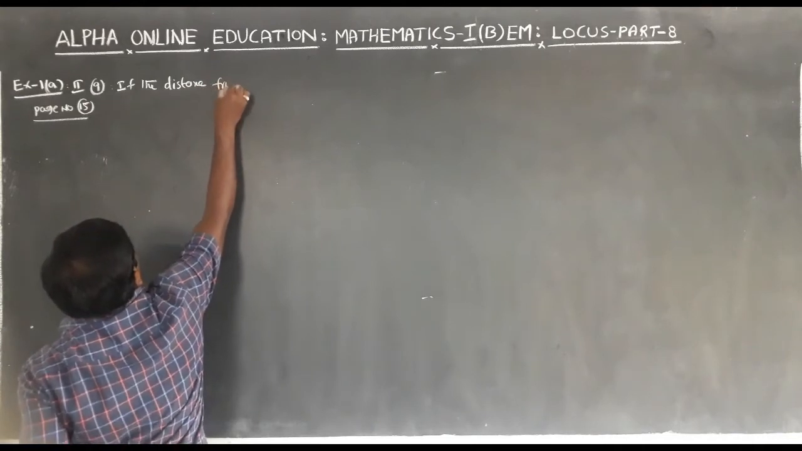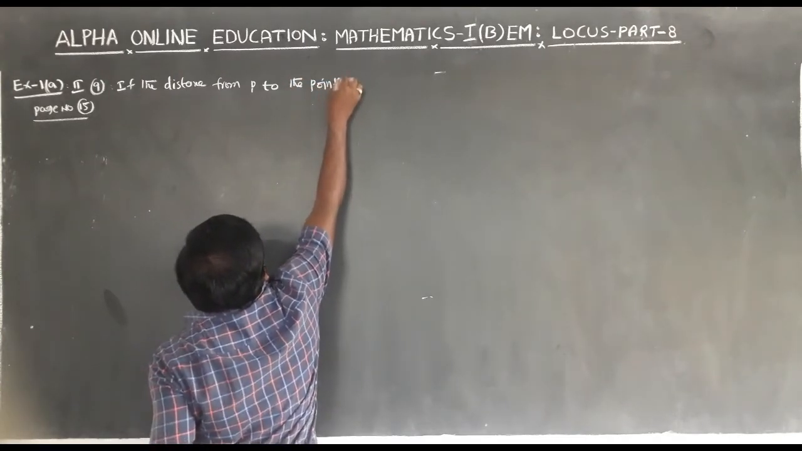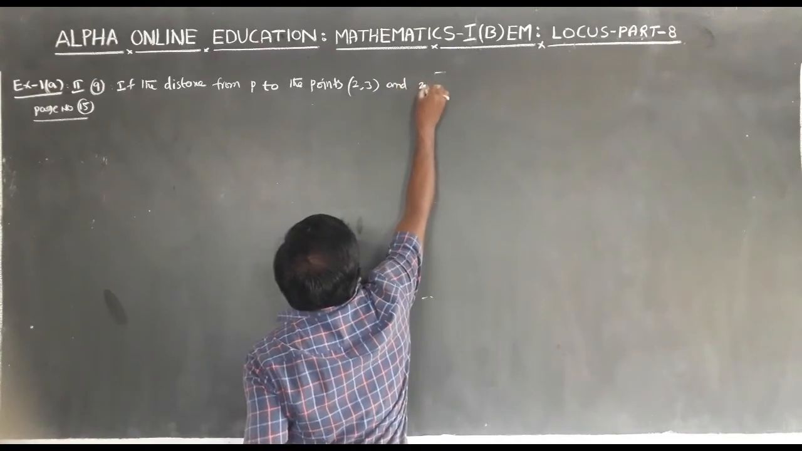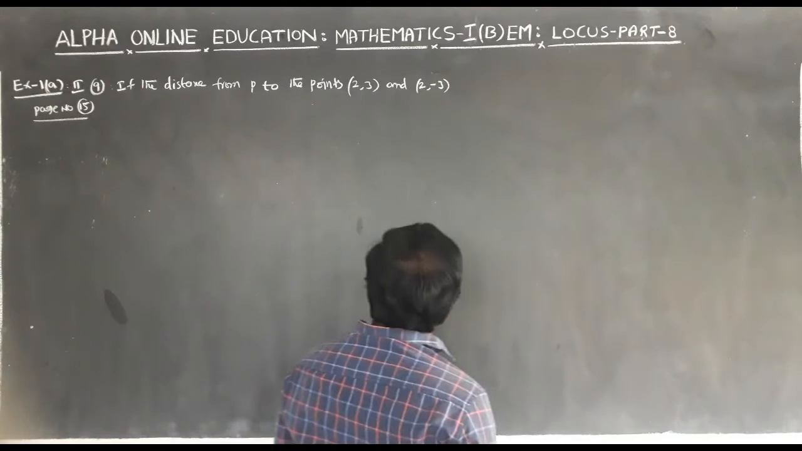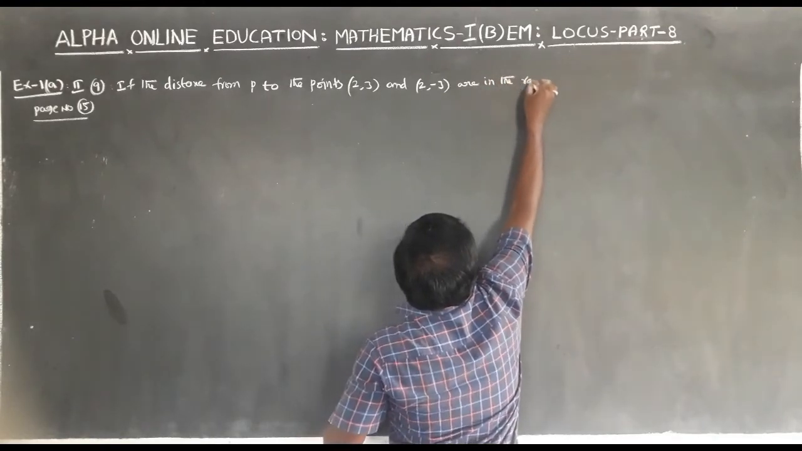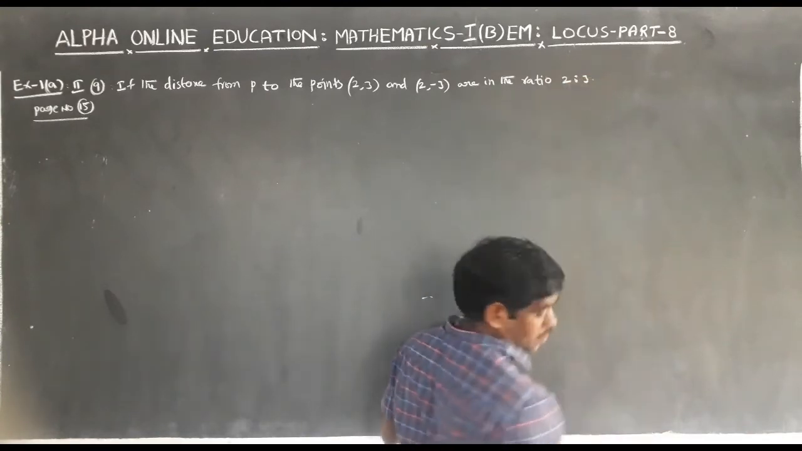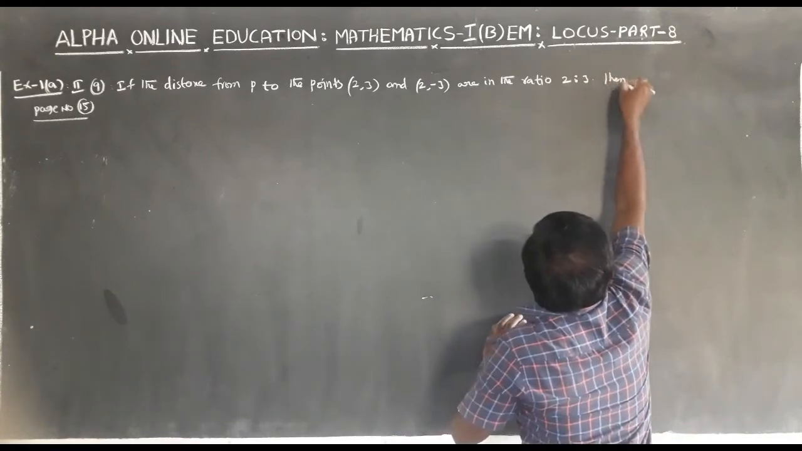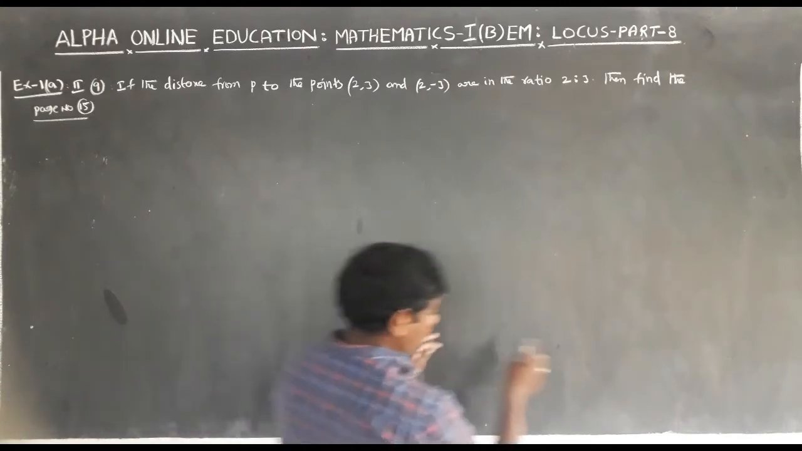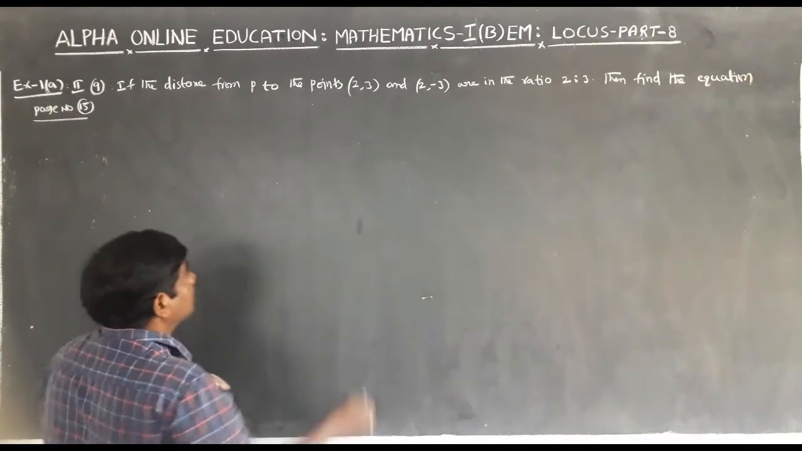distance from P to the points (2, 3) and (2, -3) are in the ratio 2:3. Find the equation of the locus of P.